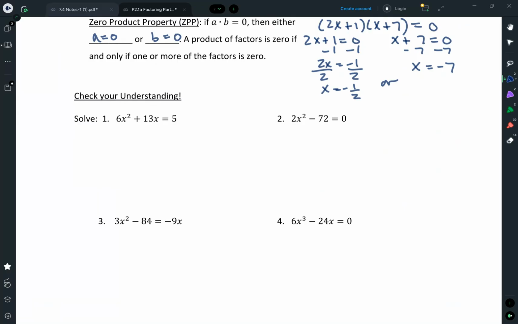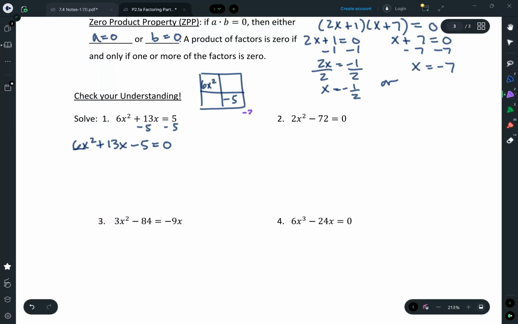So number 1, I would subtract 5 on both sides so that I have 6x squared plus 13x minus 5 is equal to 0. And then I can't factor anything out of all of them, so I would go ahead and set up the box. This would be my 6x squared. This would be my negative 5. Magic number is negative 30. I'm looking for things that multiply to make negative 30, add to make 13. That's going to be 15 and negative 2. Those would add to make a positive 13, multiply to make a negative 30.